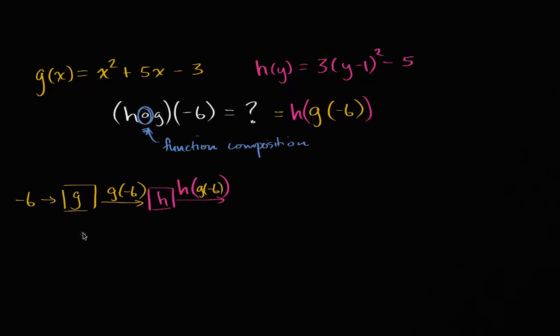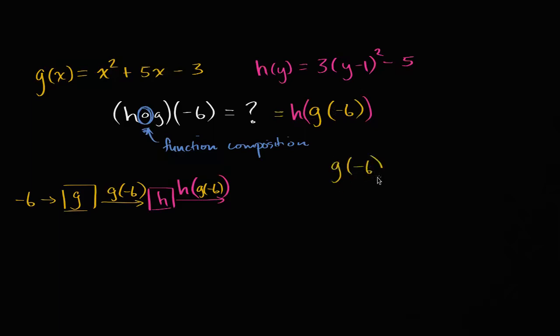So we just have to do it one step at a time. A lot of times when you first start looking at these function compositions, it seems really convoluted and confusing, but you just have to take a breath and take it one step at a time. Well, let's figure out what g of negative 6 is. It's going to evaluate to a number in this case, and then we input that number into the function h, and that's going to map to another number. So g of negative 6, let's figure that out.